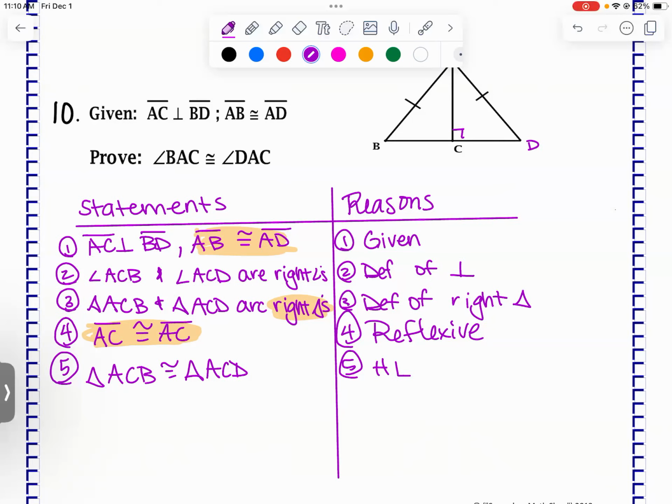Because we have two congruent triangles, we can pick a pair of corresponding parts. In this case, angle BAC and DAC. They are congruent because they are corresponding parts of congruent triangles, so they must be congruent.